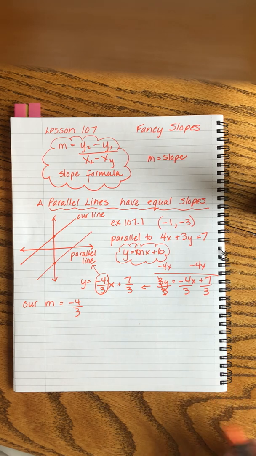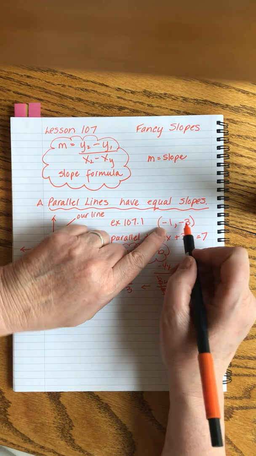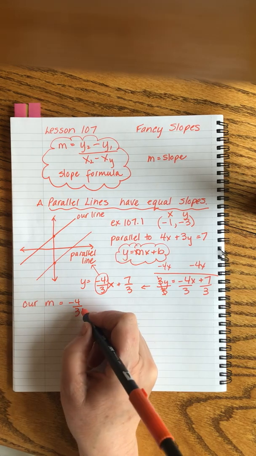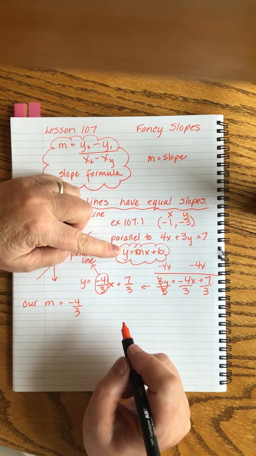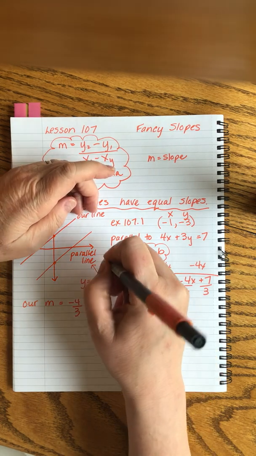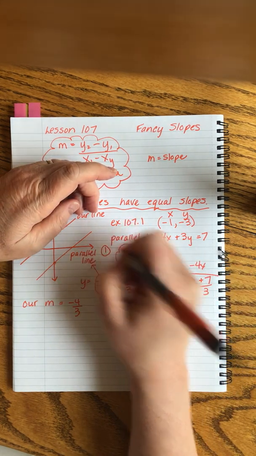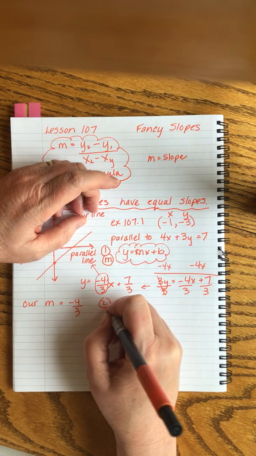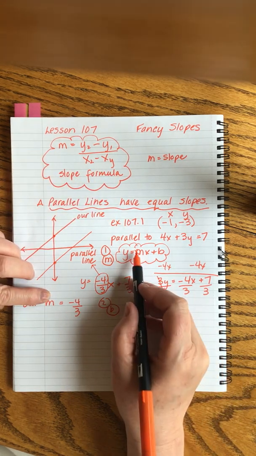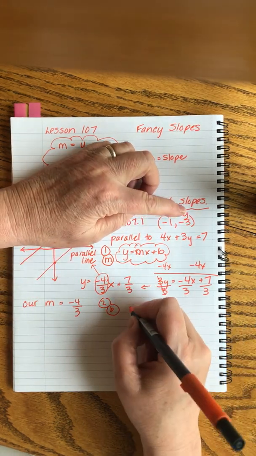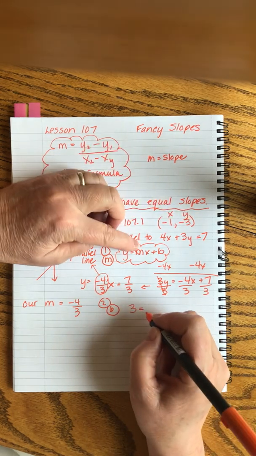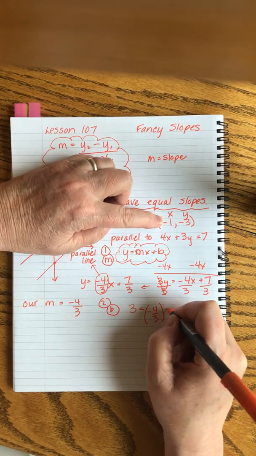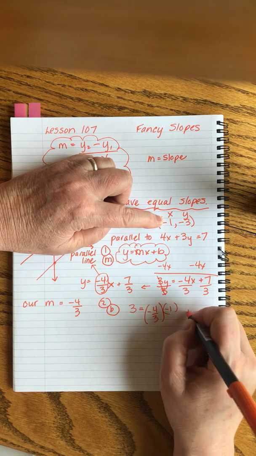Okay, but how do we find the rest of the equation? How do we find the b? Ah, that's where this information comes in. This is the x, this is the y, and this is the m. So we'll plug those three in and solve for b. Okay, so step 1 was to find m, and step 2 is to find b. And the way we do that is using this, and we say 3, because that's y, equals m times x. M is minus 4 over 3. X is negative 1, plus b.